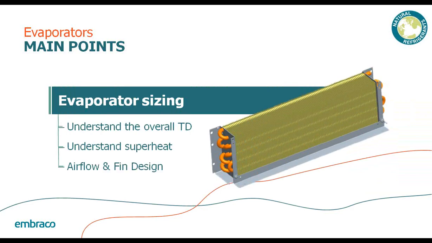With evaporator sizing, the first place to start would be right around where your original 134A or R404A system was. First thing we need to understand is what is the overall TD of the system, understand our superheats, and then pay attention to our airflow and fin design on the evaporator.